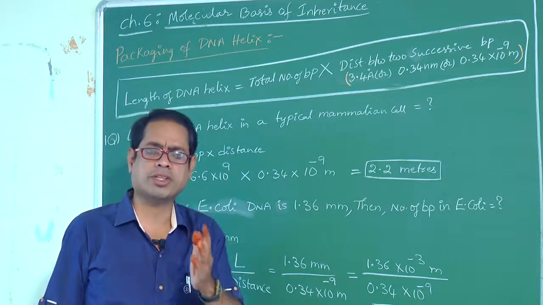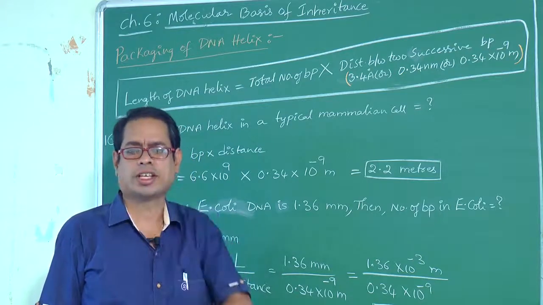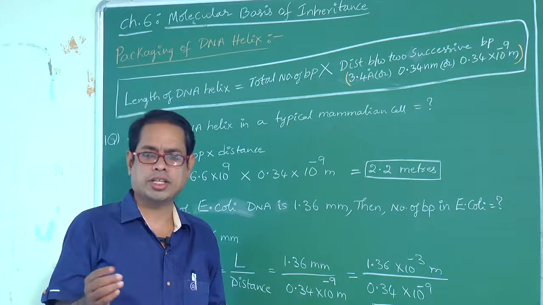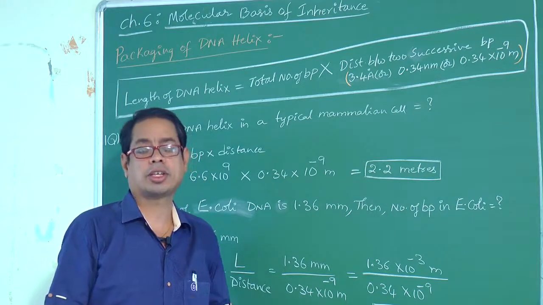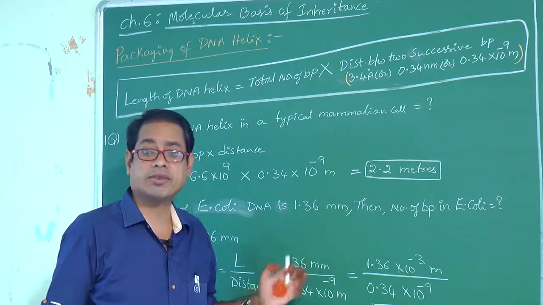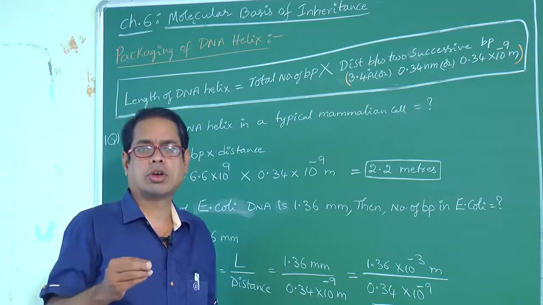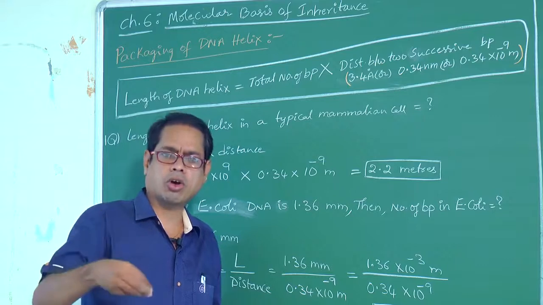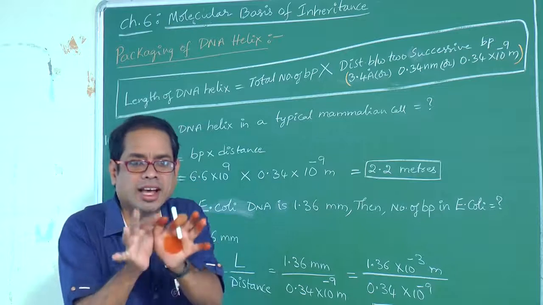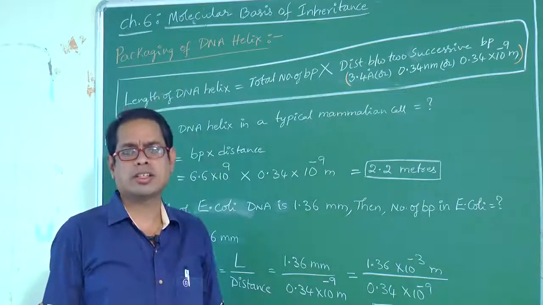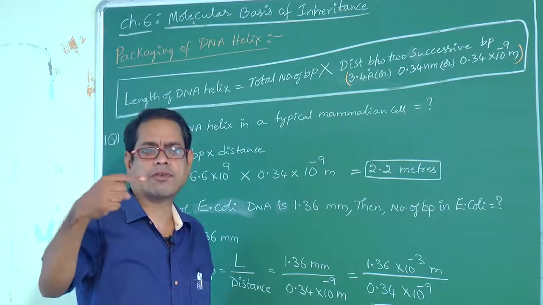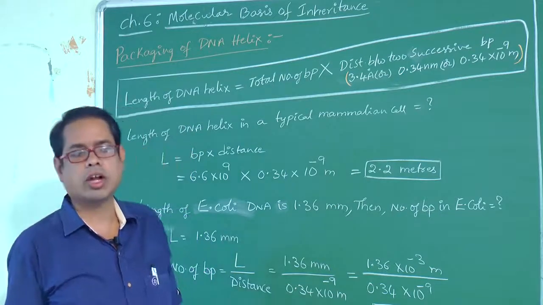These chromosomes are present inside the nucleus. Is the nucleus 2.2 meters? No. That is far below 2.2 meters. See, the nucleus is much smaller, but the length of DNA is very much longer. So, because of coiling and recoiling, this DNA is present inside the nucleus. How does this length of DNA fit inside the nucleus? Because of its coiling nature.